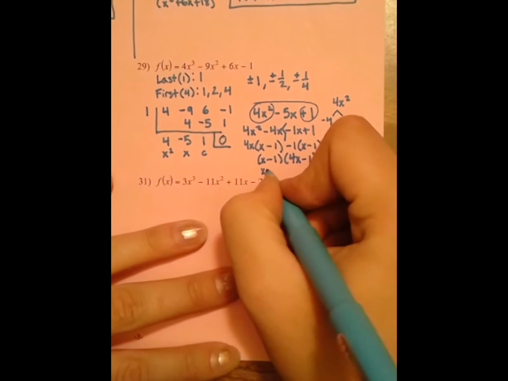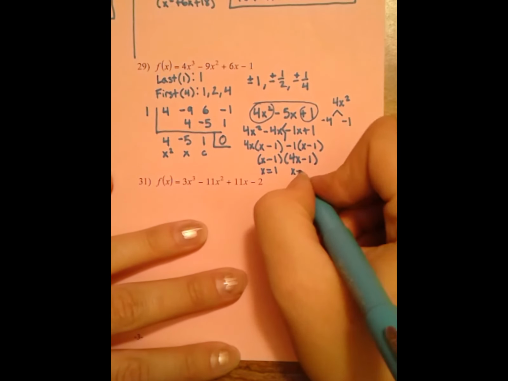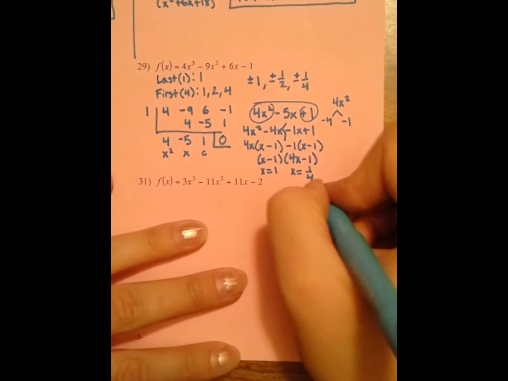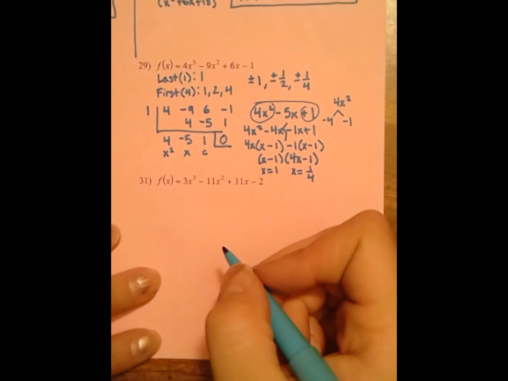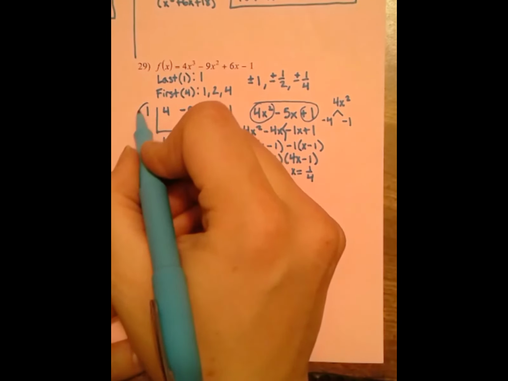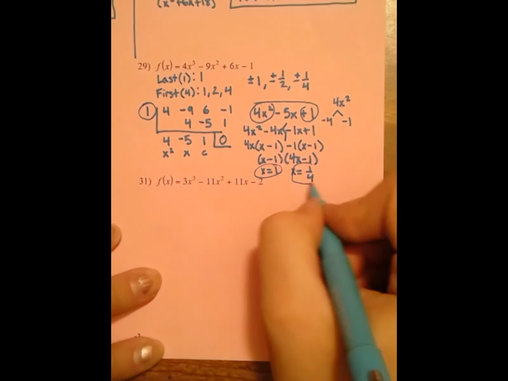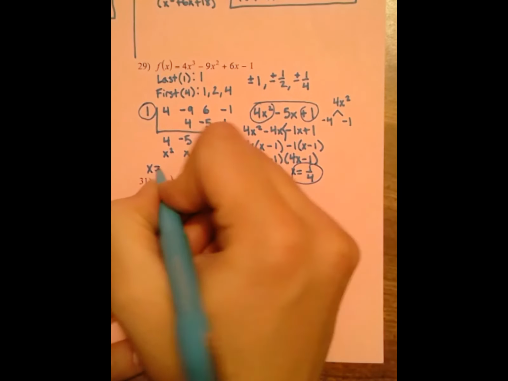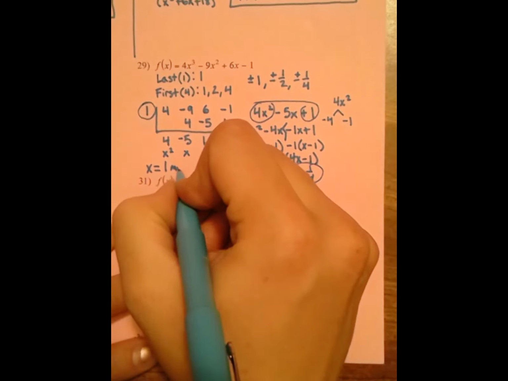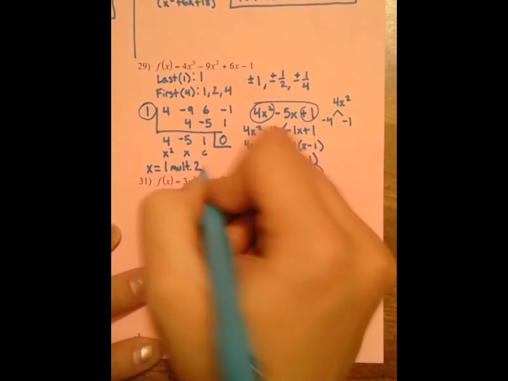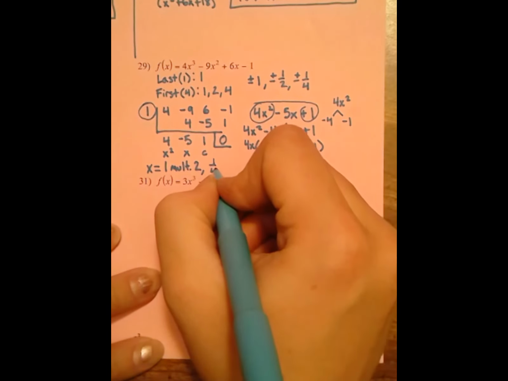So that means I should get a positive 1 here, and 1 divided by 4. So that means, including this 1 from earlier, and I have another 1 here, and a 1/4. That means I have 1 with multiplicity 2 because it showed up twice, and a 1/4.